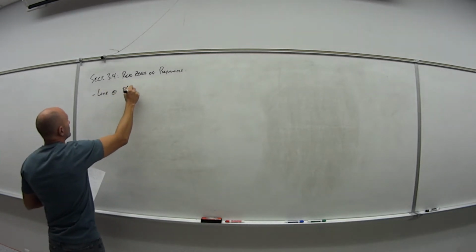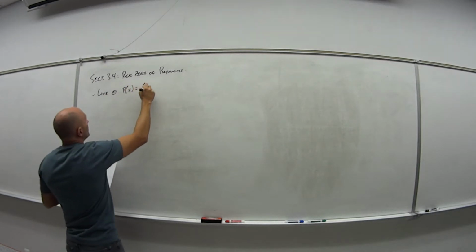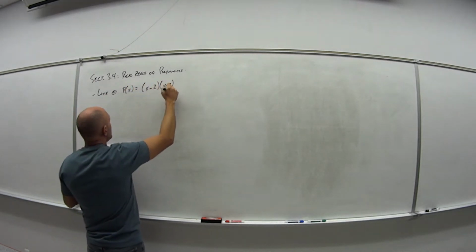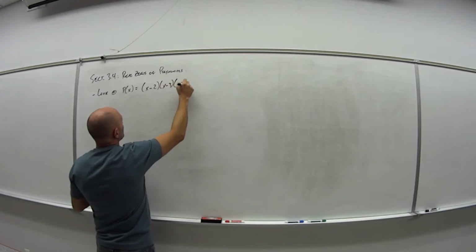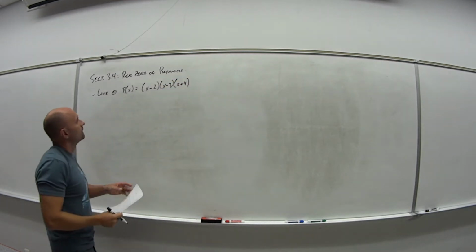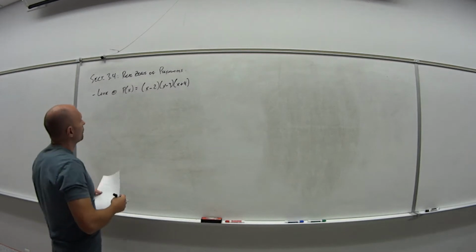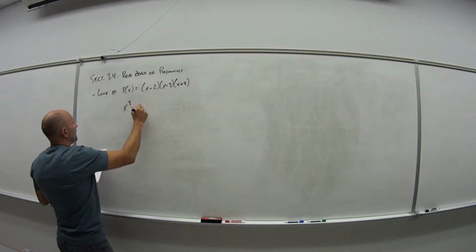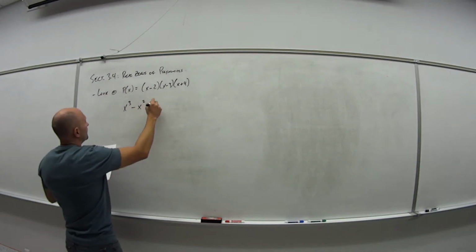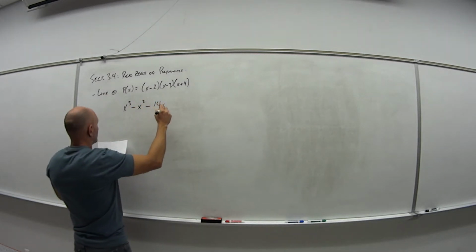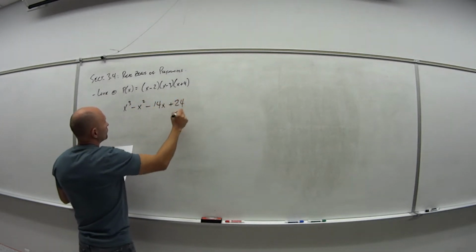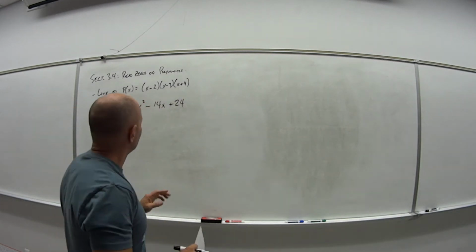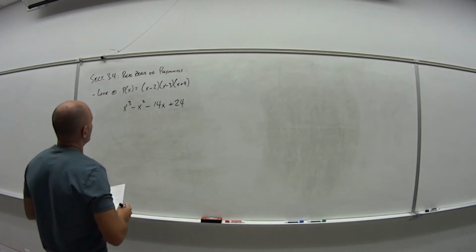p of x is equal to x minus 2 times x minus 3 times x plus 4. If you were to multiply this whole thing out, you're going to get x to the third minus x squared minus 14x plus 24. So, let's look at this polynomial.